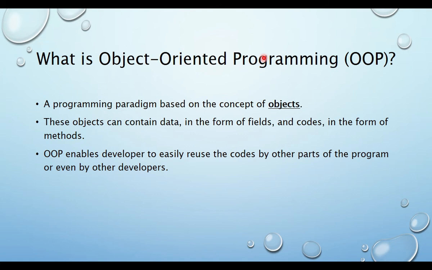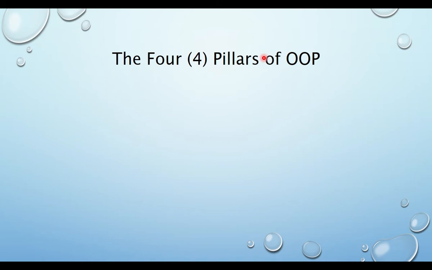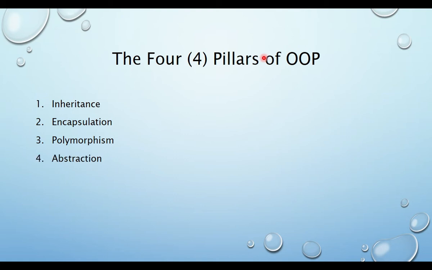Using OOP will enable developers to easily reuse the code in other parts of the program or even by other developers. Here are the four pillars of OOP. First is inheritance, second is encapsulation, the third is polymorphism, and the last is abstraction. We will discuss each of these and present some examples for each pillar.